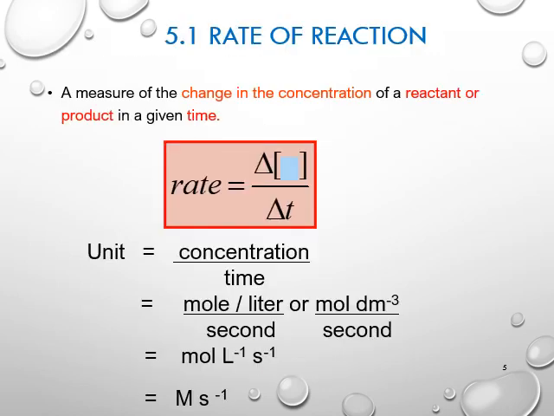For a chemical reaction, the rate of reaction can be defined as a measure of the change in the concentration of a reactant or a product in a given time. Rate is equal to capital delta square bracket over delta t. The square bracket means concentration in mole per decimeter cube or mole per liter or molar. The usual unit for time is second. It can also be minute, hour, day, and even year.